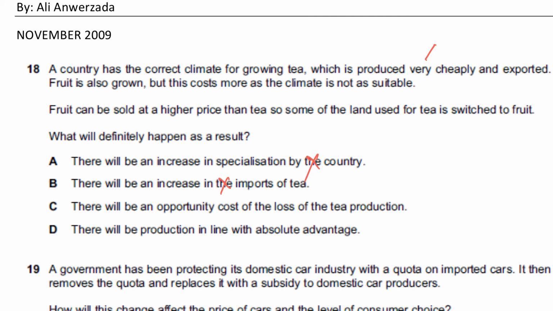There will be an opportunity cost of the loss of tea production. C seems to be the right answer, because when you are deciding to make more fruits, there will be less land available for tea production, which means there will be an opportunity cost. That's why C is the right answer. There will be production in line with absolute advantage. Absolute advantage simply means who makes more. That probably is not happening because clearly the country doesn't have an absolute advantage. So C is the right answer, which means there will be an opportunity cost.